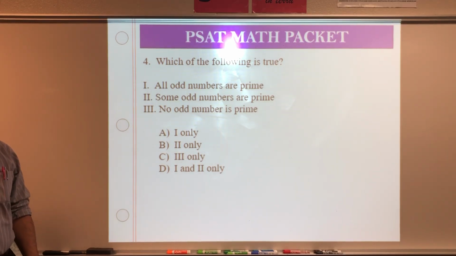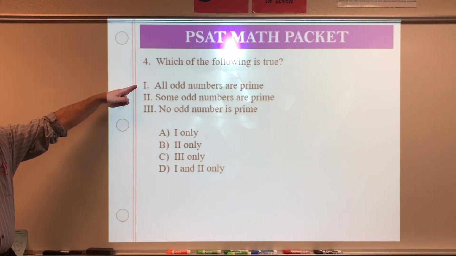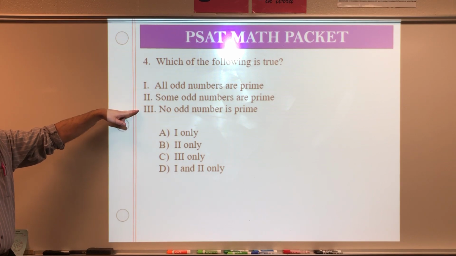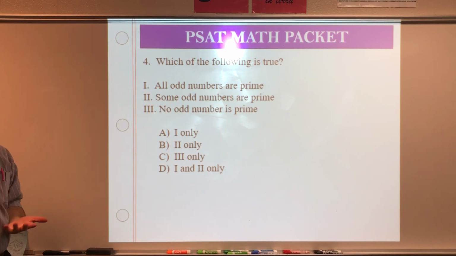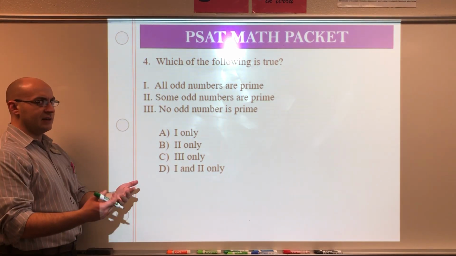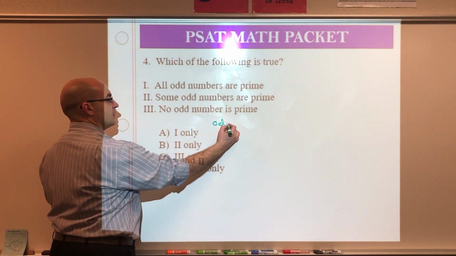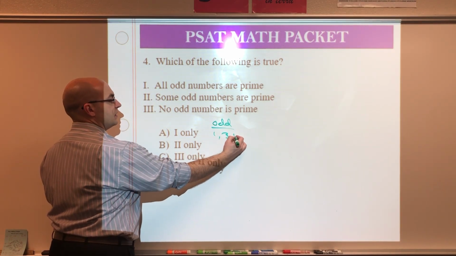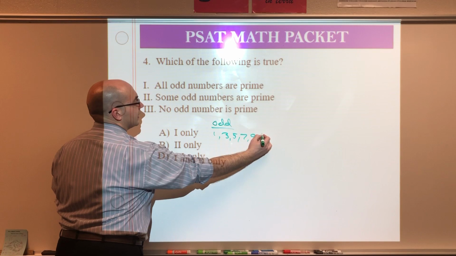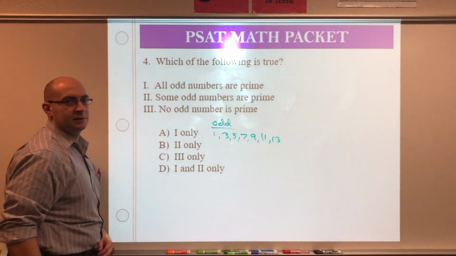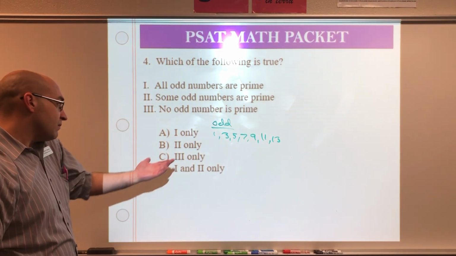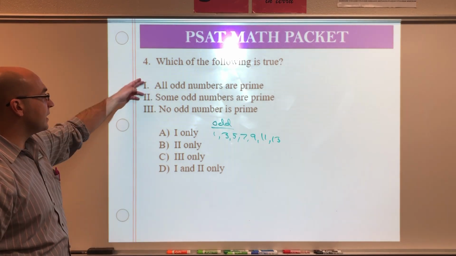Which of the following is true? All odd numbers are prime. Some odd numbers are prime. No odd number is prime. Okay, so let's take a look at some odd numbers, right? You know what's odd and even, hopefully. So odd numbers: 1, 3, 5, 7, 9, 11, 13. Okay, we can stop there. Just get a little sample. So you write this down on your paper. And let's take a look.